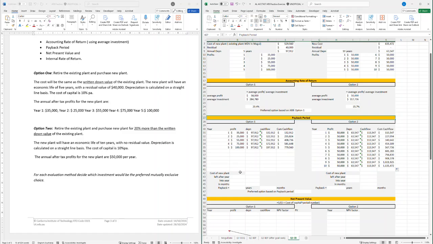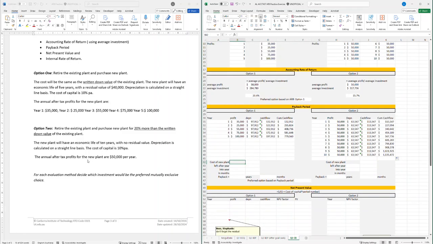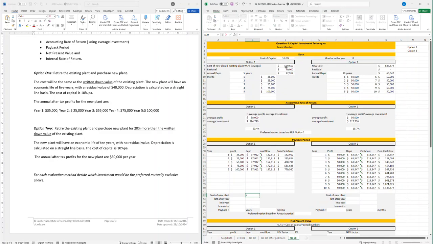Now think about it. The cost of the new plant, we know the cost of the new plant is the same as the return value here. Left after year into year.